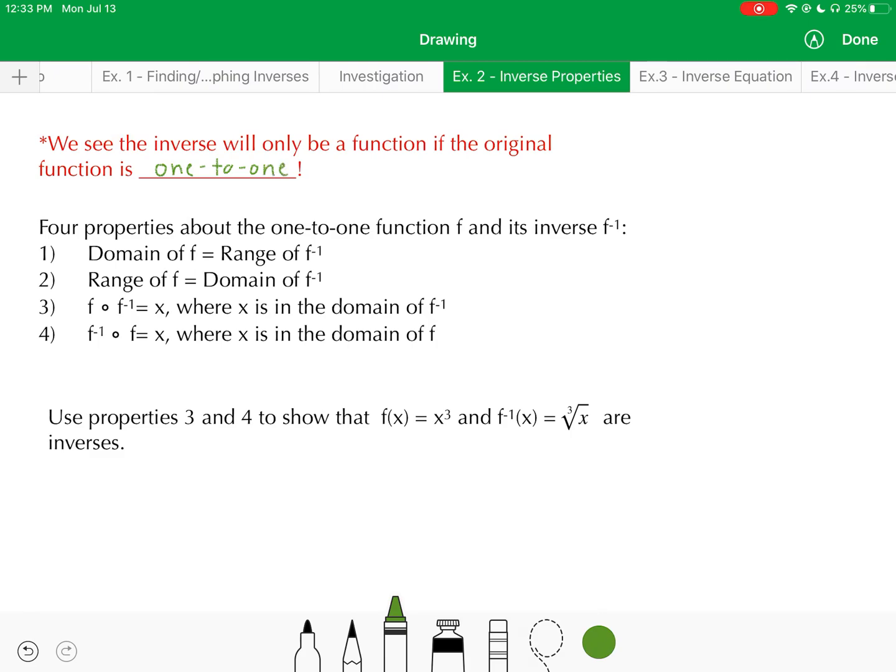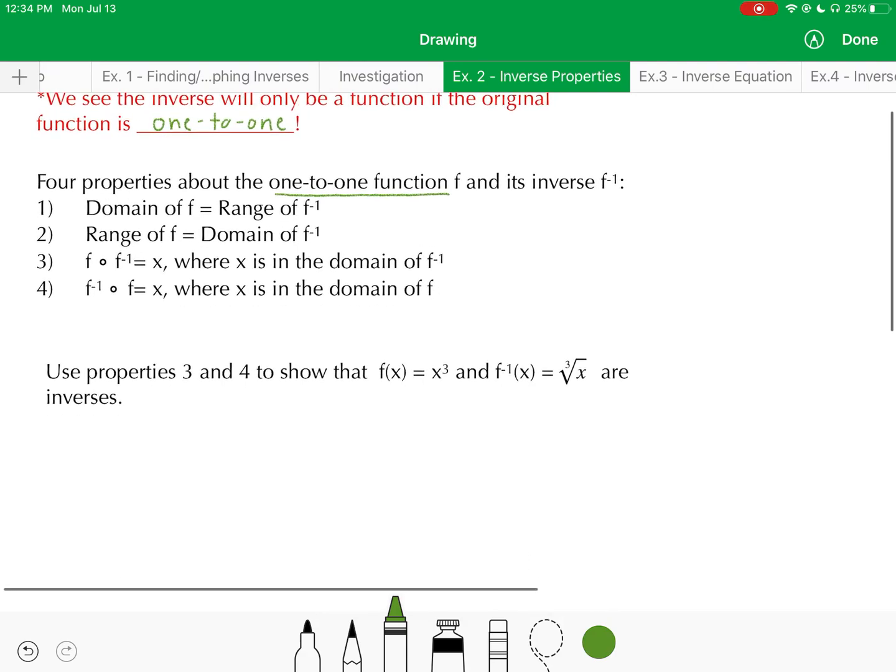Okay, so assuming we are working with a one-to-one function f, then four properties between that function and its inverse would be that the domain of f equals the range of the inverse, and the range of f equals the domain of the inverse. And then a couple other properties associated with the composition of the two functions: f composed with the inverse of f will equal x, and the inverse of f composed with f will also equal x.